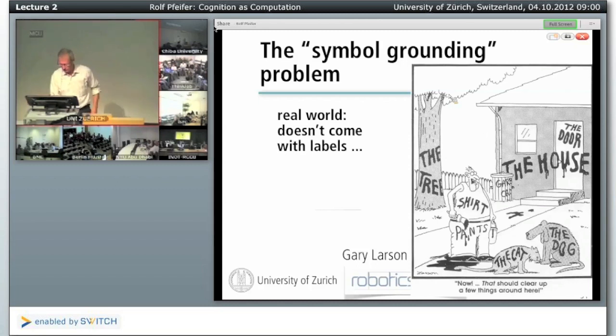And here is a cartoon by Gary Larson. I will be showing a number of them. He has been thinking a lot about how to illustrate these problems. I think it's very nice. The real world does not come with labels. So if they say this is a chair, maybe this is a computer. But the computer is not labeled as a computer, or the house is not labeled as a house. That's really the symbol grounding problem that we're up against. We'll have to say more about that.